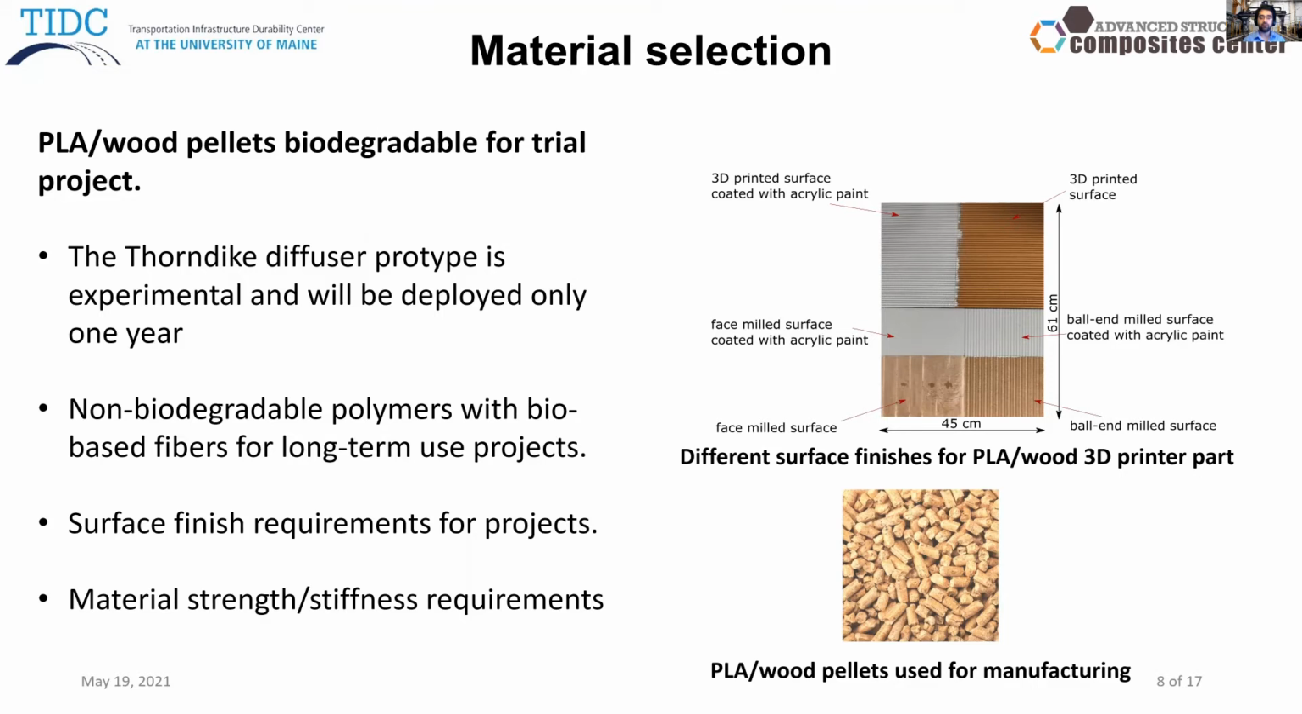For structures that are exposed to the environment for long term, a non-biodegradable polymer system would be more suitable. We plan to use ASA wood fiber or other durable thermoplastic composites for permanent installations. The choice of polymers also depends on the surface finish necessary for the project. As you can see on the figure to the right, different surface finishes can be created for the wood PLA material. For this project, however, the as-printed surface without any further processing was considered acceptable.